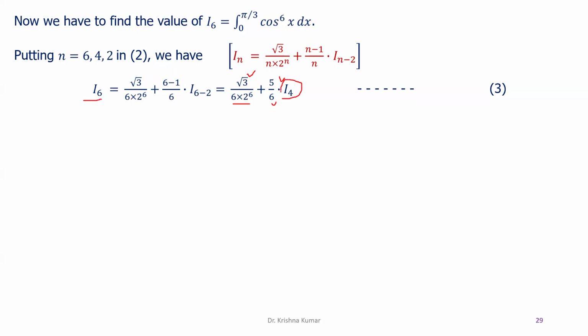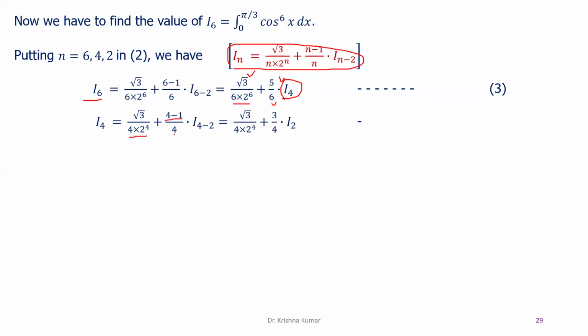Now we have to calculate the value of I4. So in the same formula, we have to put n equal to 4. Then we have I4 is equal to root 3 upon 4 into 2 to the power 4 plus 4 minus 1 upon 4 into I4 minus 2. That can be written as root 3 upon 4 into 2 to the power 4 plus 4 minus 1 is 3, 3 upon 4 into I2.